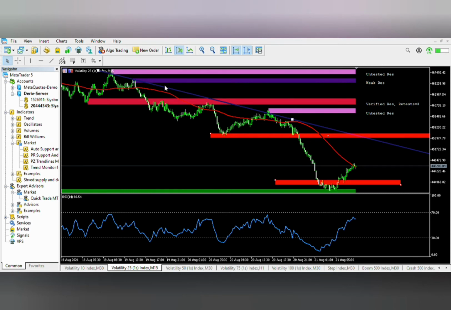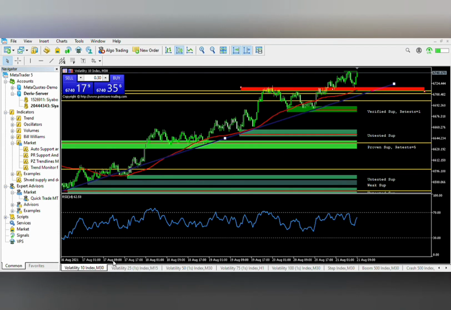A 50 period moving average shows me that the trend is down. Its slope is to the downside, so that indicates the downtrend. So by that way, I'm looking for sales opportunities. I'm looking for the break of the lows. In an uptrend, I'm looking for the break of the highs.